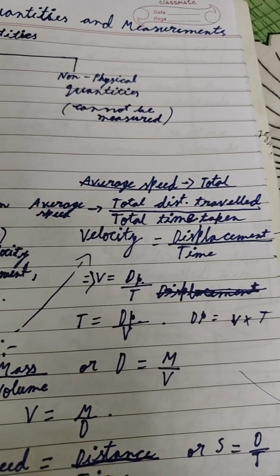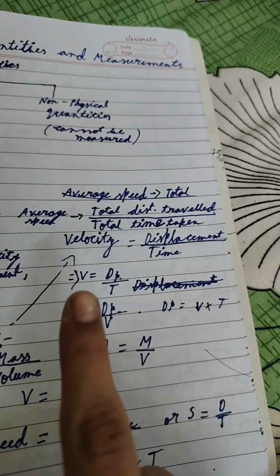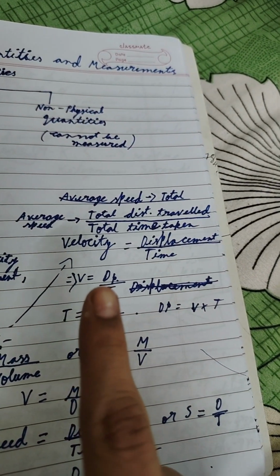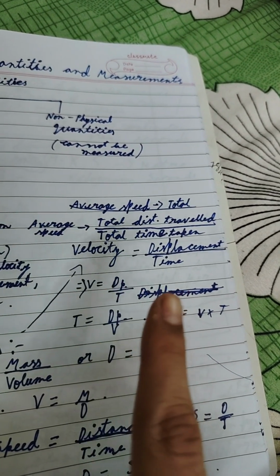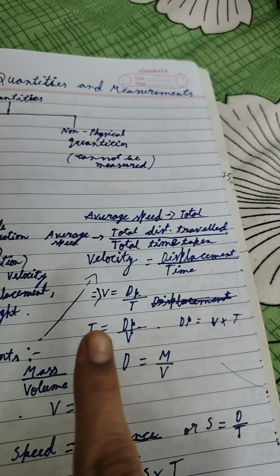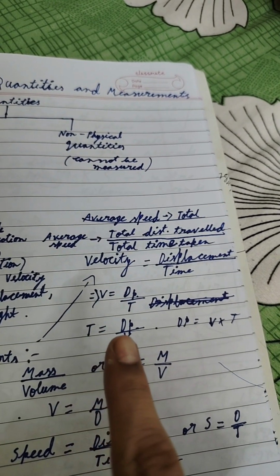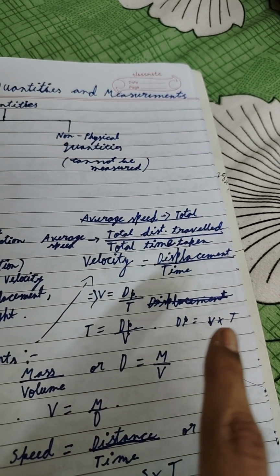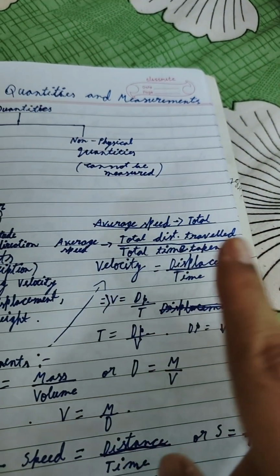Now velocity. Velocity is equal to displacement by time. V stands for velocity, D stands for displacement, and T stands for time. Now time is equal to displacement by velocity, and displacement is equal to velocity into time. Now average speed. Average speed is equal to total distance travelled by total time taken.